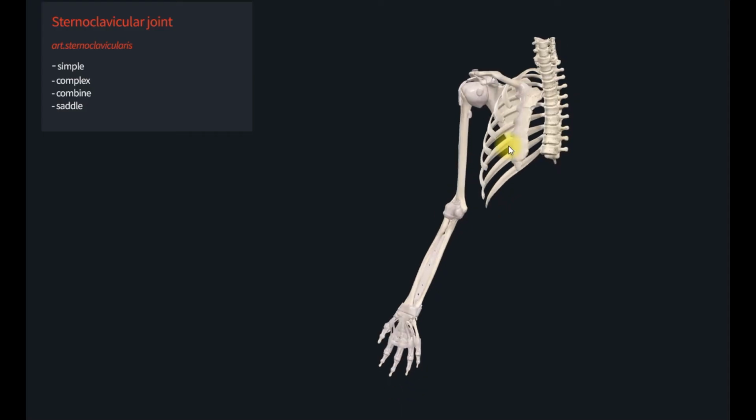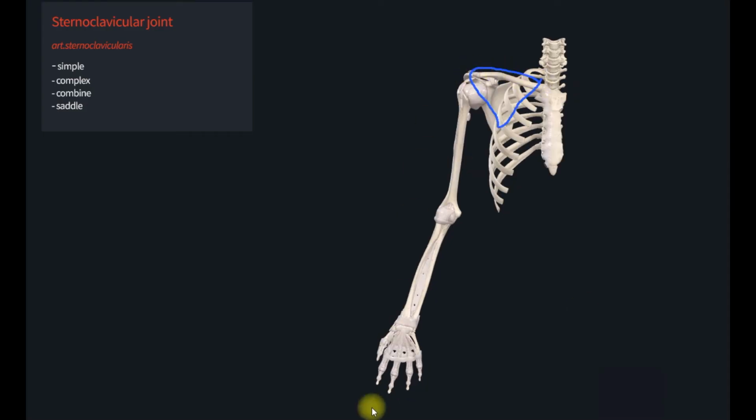Articulation of the upper limb. The upper limb consists of the pectoral girdle and the free part. These two parts join together by the shoulder joint. Also, the pectoral girdle is connected to the trunk only by one joint, the sternoclavicular joint.